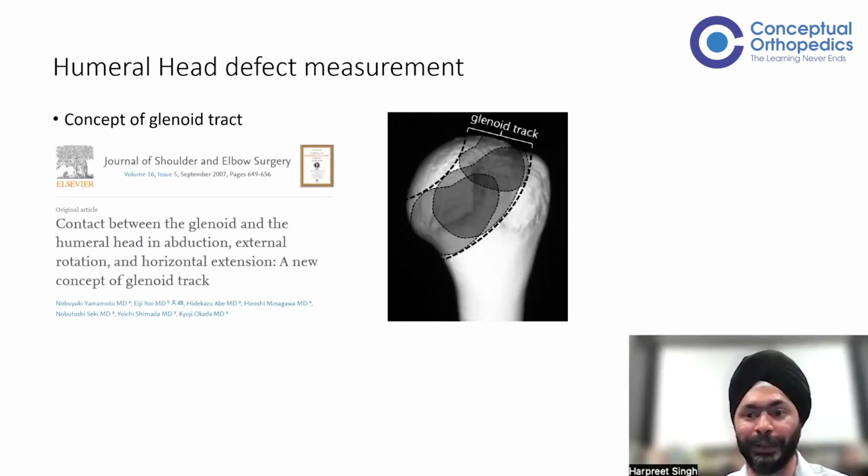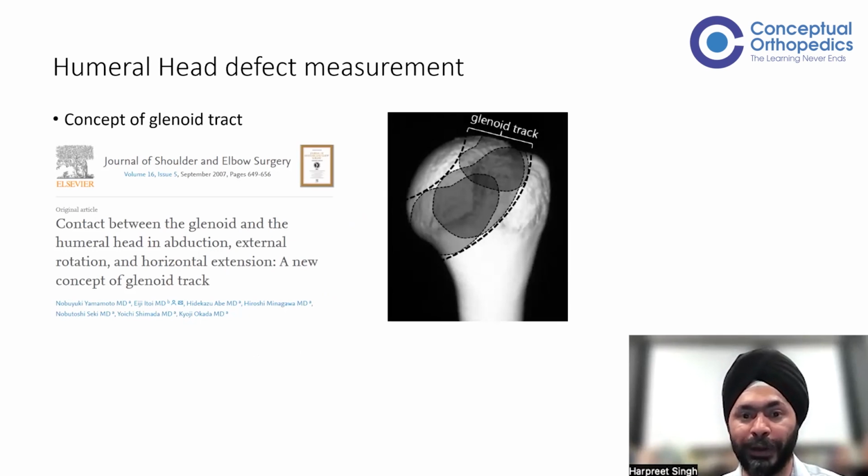But it was not until the concept of glenoid track came that we could measure this humeral head defect properly, and we could talk about pre-operative measurement of this pathological lesion of instability. So, with this concept of glenoid track, we could accurately determine pre-operatively which humeral head lesions needed to be dealt with and which did not need to be dealt with. So, what is glenoid track?